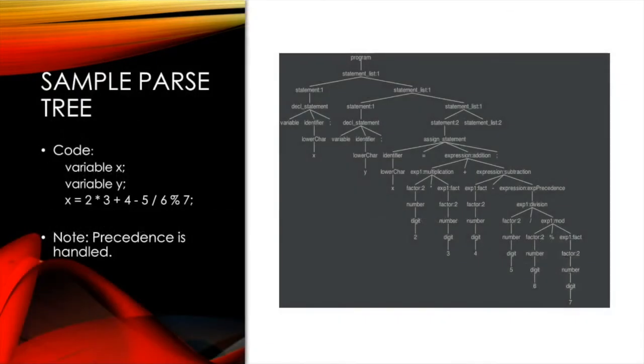So this is how a sample parse tree looks for the given sample code. We are declaring variables x and y, and then performing this execution on these operations. And we have also handled the precedence here.